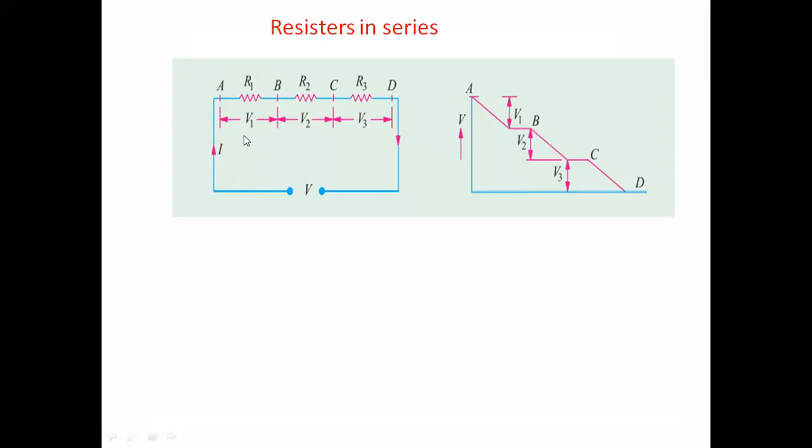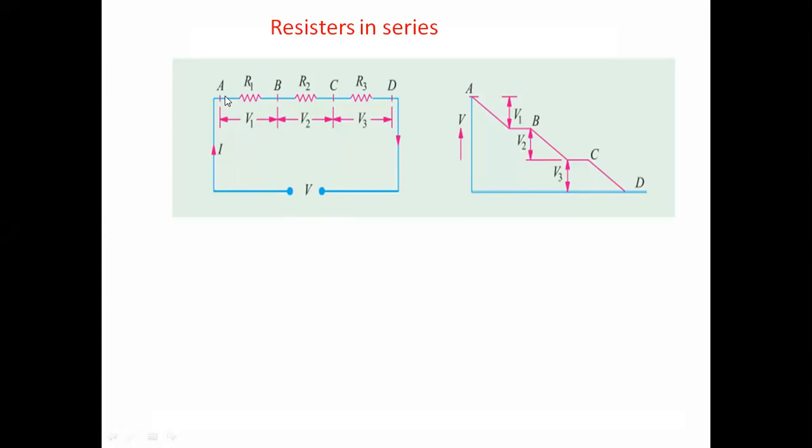Because of this current I and R1, the resistance R1 will drop some voltage. The total applied voltage is V, and some of this voltage will be dropped by resistor R1. That is the potential drop or voltage drop. So across the A and B terminals of resistor R1, we have a voltage drop of V1.